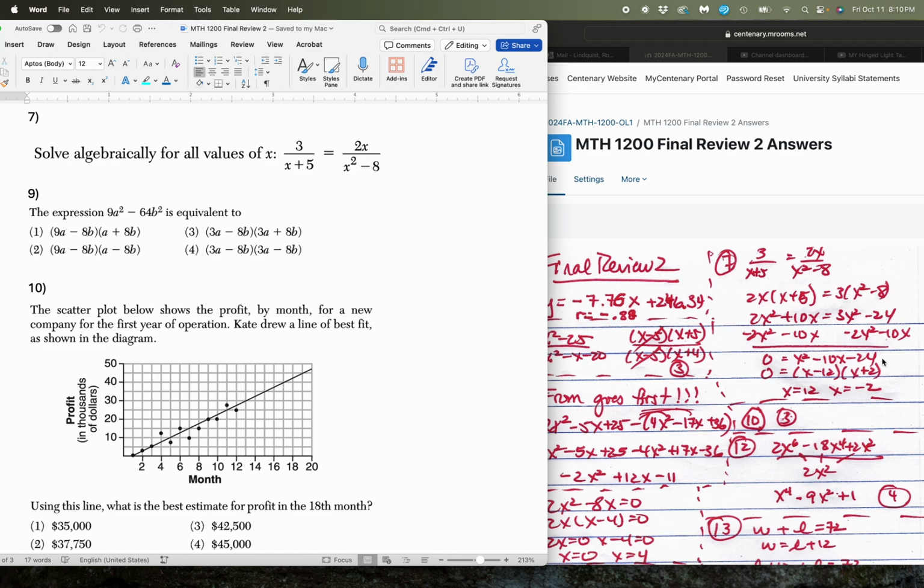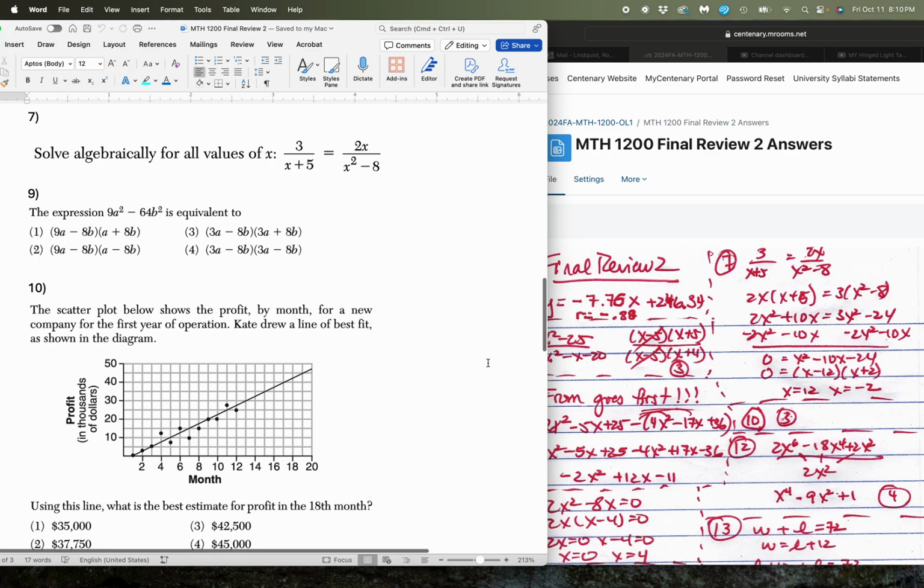There, that is here. And then the minus 24 stays by itself. This looks like minus 24 here. That's minus 2x squared. So this gives me 0 equals x minus 12 times x plus 2. X is equal to 12. X is equal to negative 2.